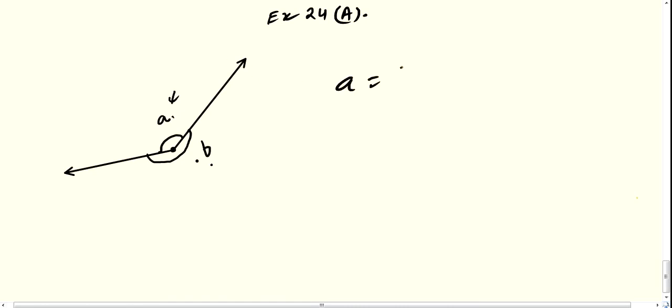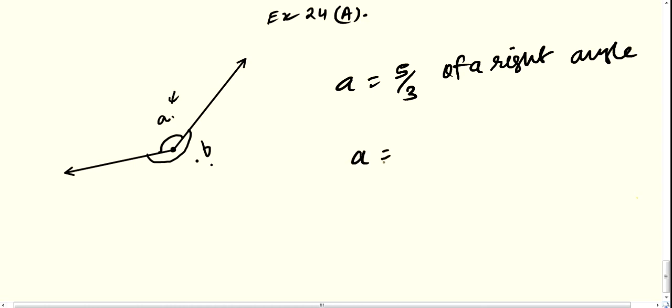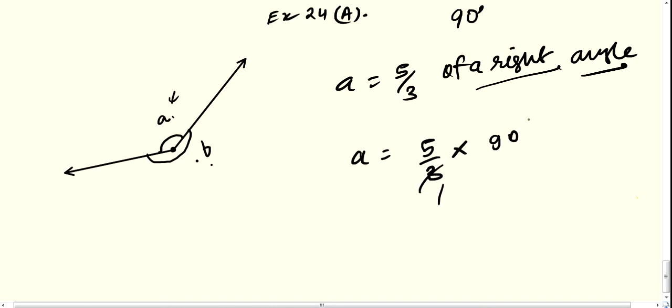Then the next one is: if A equals 5 by 3 of a right angle, then find B. First of all, 5 by 3 of means multiplied by a right angle. A right angle equals 90 degrees. So 90 divided by 3 is 30, then 30 into 5 is 150. So you got A equals 150.